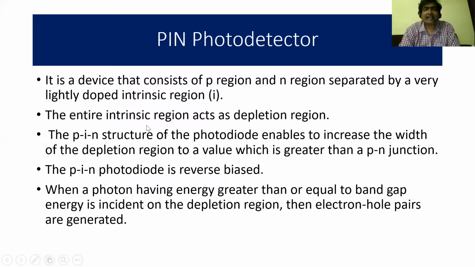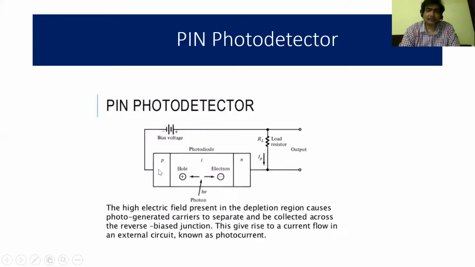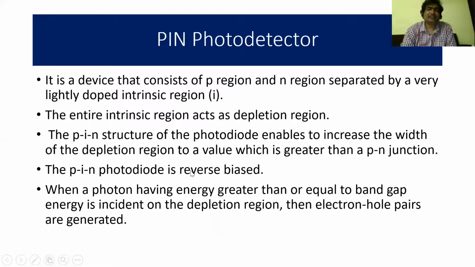The entire intrinsic region acts as a depletion region. So you know, between the P region and N region a junction is there, that is called the depletion region. Here this intrinsic region plays that role. The entire intrinsic region acts as the depletion region.